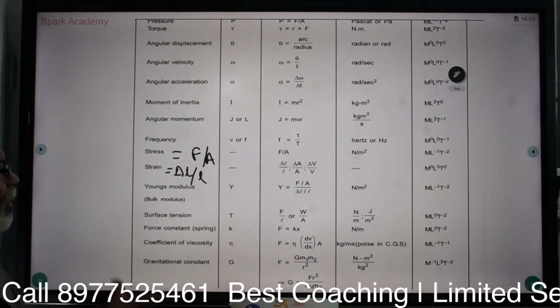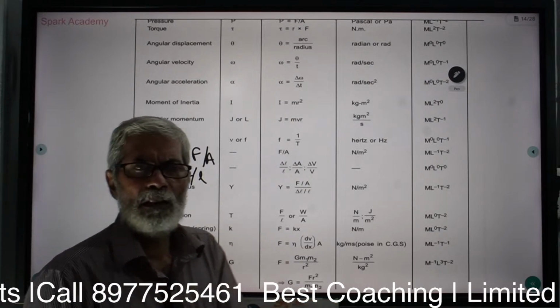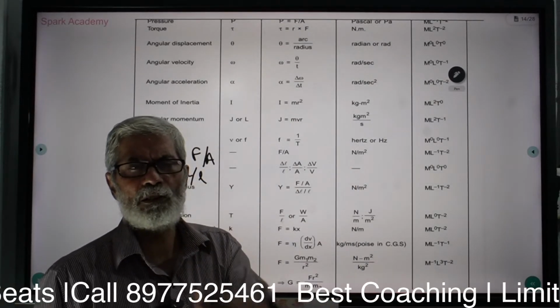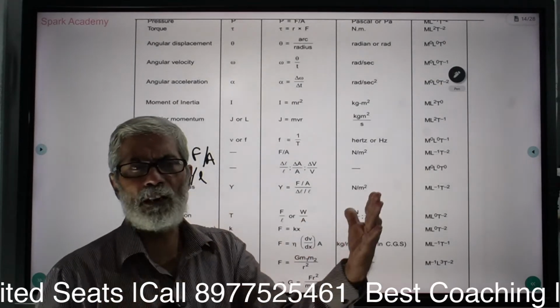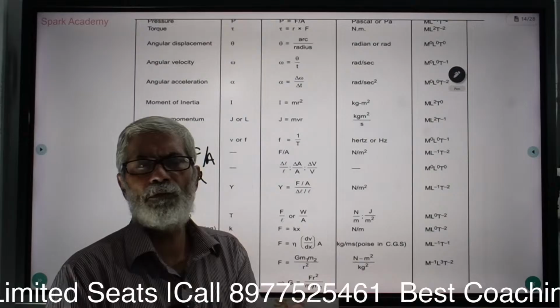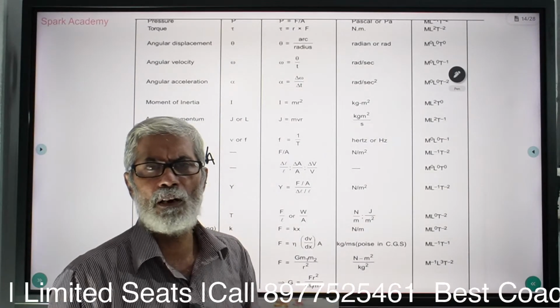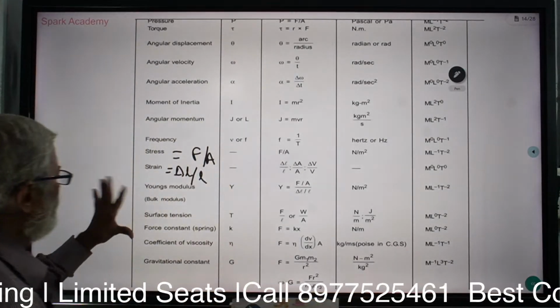Young's modulus is what? Within the elastic limit, stress is proportional to strain. So Young's modulus is stress by strain. Strain has no dimension. Stress is force per unit area. You know the dimension of force and you know the dimension of area. Just substitute, you will get it.